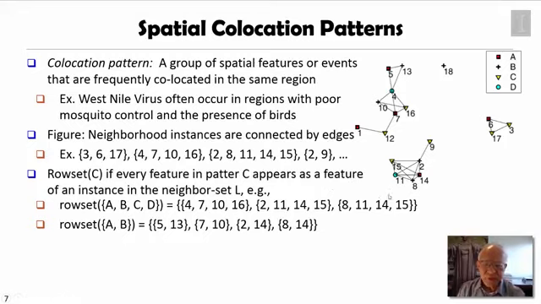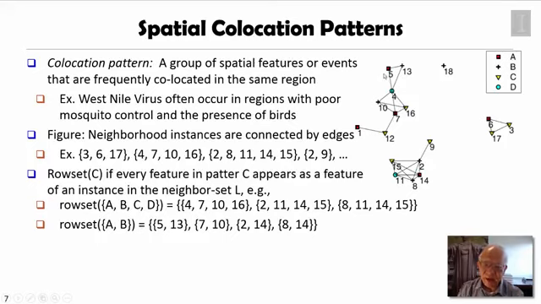The row set means this. If we want to find A, B, C, D, how many objects are collocated together as A, B, C, D types? We may be able to find 4, 7, 10, 16 are collocated, and 2, 11, 14, 15 are collocated, or 8, 11, 14, 15 are collocated. That means for A, B, C, D, we may find actually 3 instances collocated. That's their row set. On the other hand, A, B may be a little more.